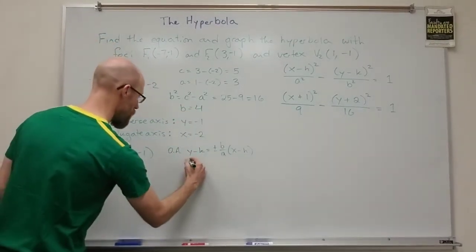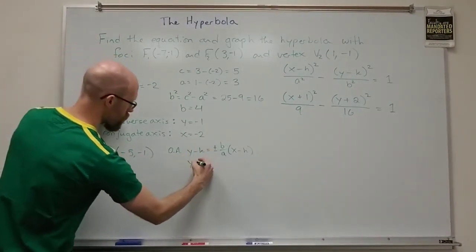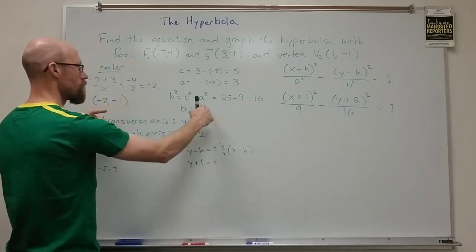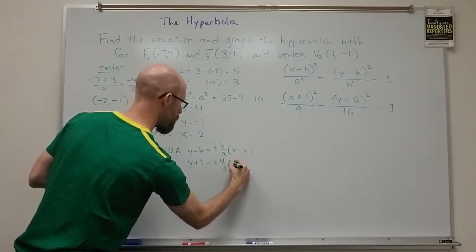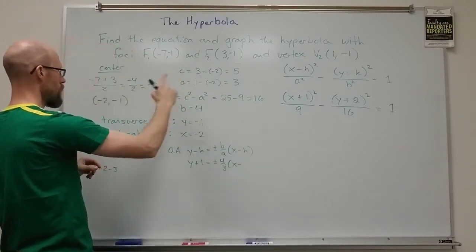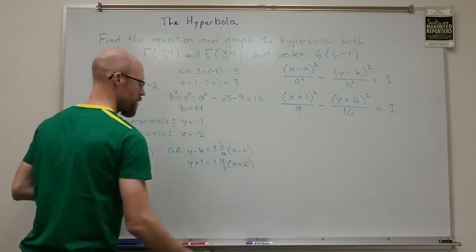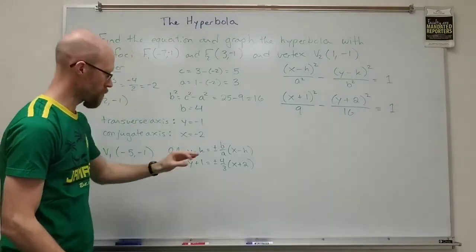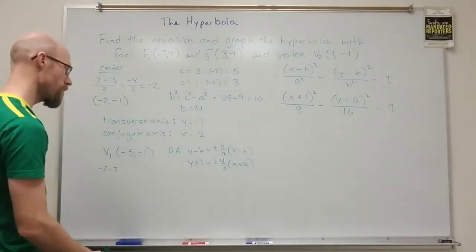And so I get y minus -1 is +1, plus or minus, now b over a is 4/3. And I get x minus the h, which is -2, so it's x plus 2. Again, that's going to give me two different lines, one with a plus, one with a minus. I better solve those individually.